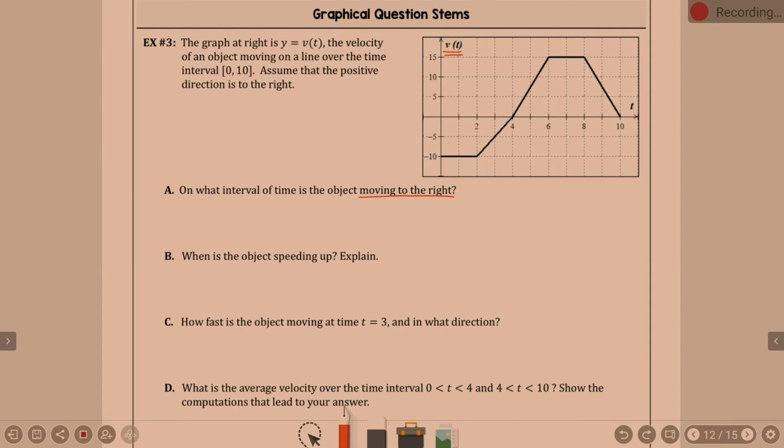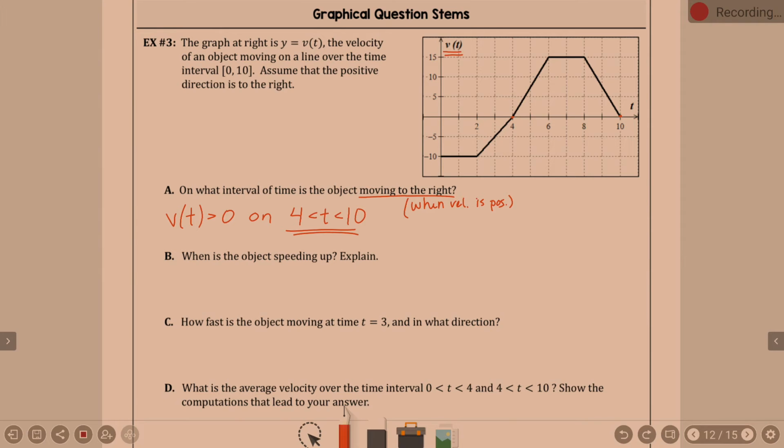How do I know when the object is moving to the right? When velocity is positive, yes? Since this is a velocity graph, velocity is positive above the x-axis, or the t-axis if you want. So I'm going to say v of t is greater than 0 on 4 less than t less than 10. I mean, really the answer is 4 to 10. Okay, B.